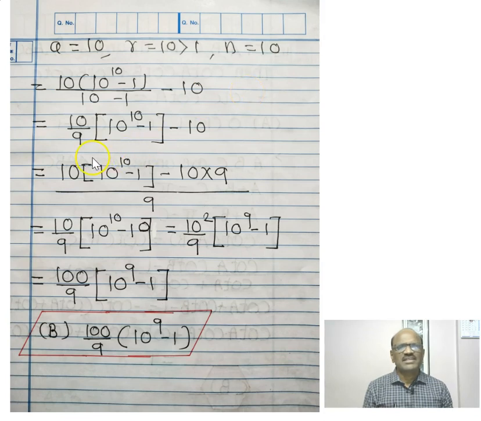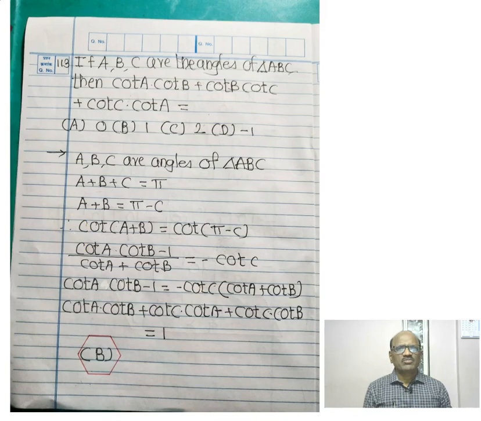And now simplify this. Then you will get 10 upon 9 in bracket 10 raised to 10 minus 1, minus 9. And again there is one more simplification, that is here is a 9 into 10, that is 10 into 9, take the common, and after the simplification you will get 100 upon 9 in bracket 10 raised to 9 minus 1, and hence option B is the correct one, because this is a question from the 11th standard and it's again easy, it depends on the geometric progression.